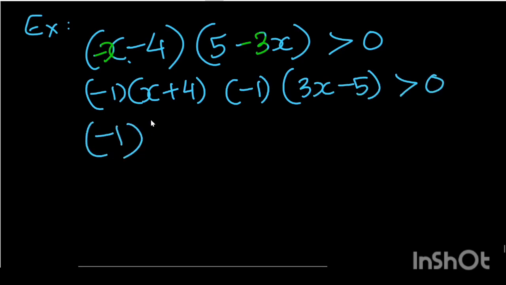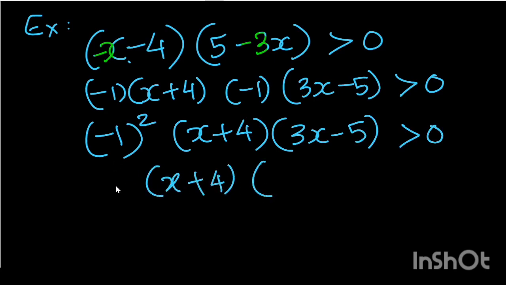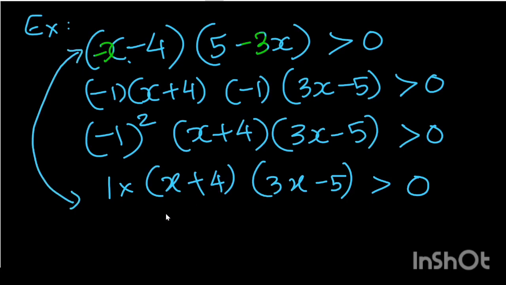Now this minus 1 gets multiplied with this minus 1, it becomes minus 1 square, x plus 4, 3x minus 5 greater than 0. Minus 1 square becomes 1, so x plus 4 into 3x minus 5 greater than 0, and as you can see, the result of this is same as the result of this. These two results are same. So basically, if both have negative signs, it is equivalent to the same scenario if you cancel the minus sign from each one of the linear factors.